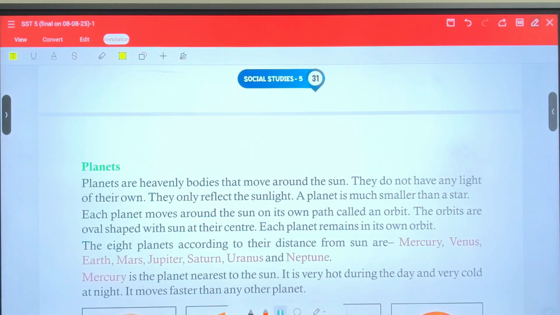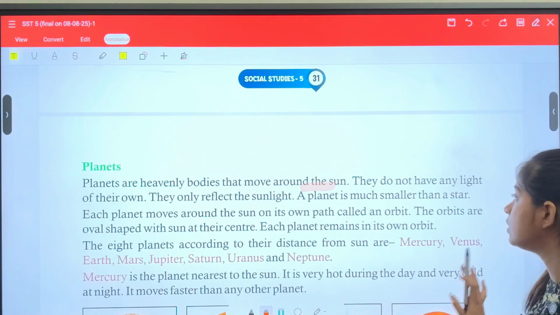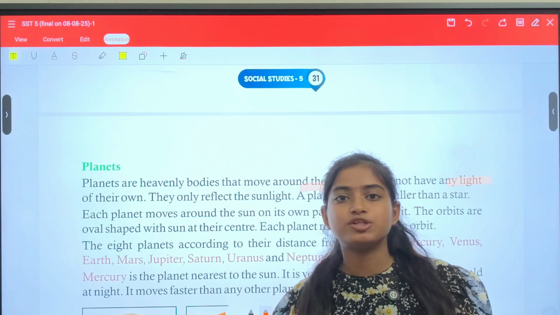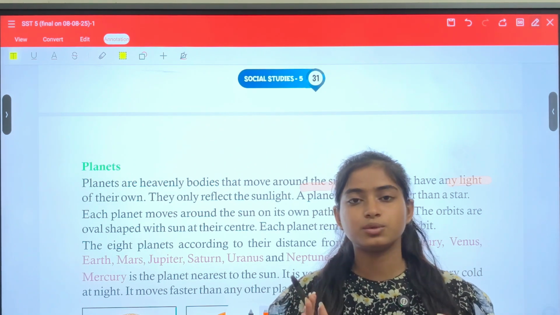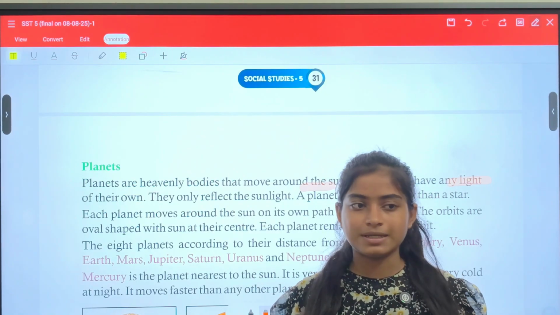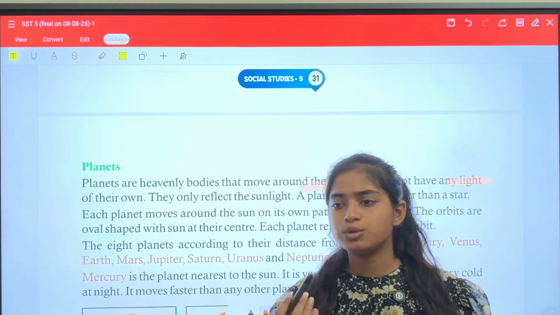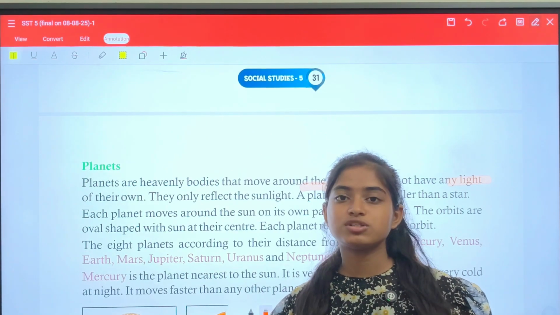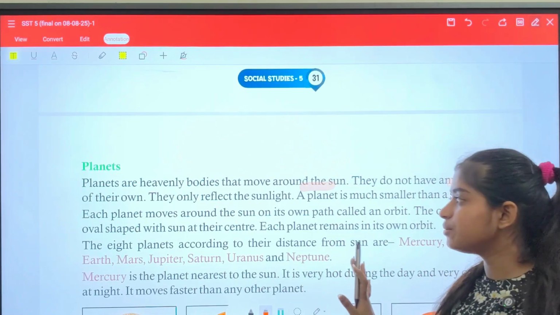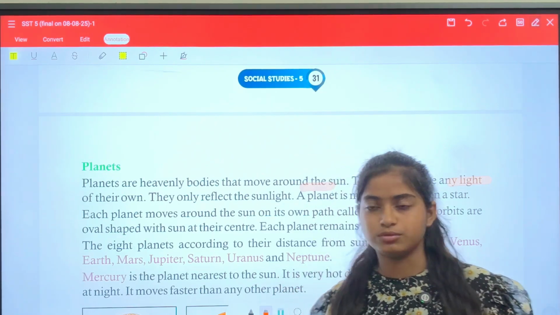Planets are heavenly bodies that move around the sun. We have seen this through the image. They do not have any light of their own. That means they are not luminous objects, but they are visible due to the sun. You can imagine that you are sitting in a room. The things you are seeing, like the notebooks in front of you, like the pencil in your hand, those objects are not luminous, but you can see them because the bulb or any luminous object is present at your home. Similarly, the planets do not have their own light, but are visible due to the sun.